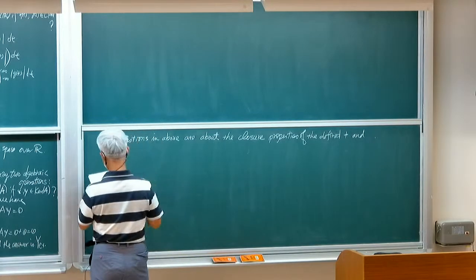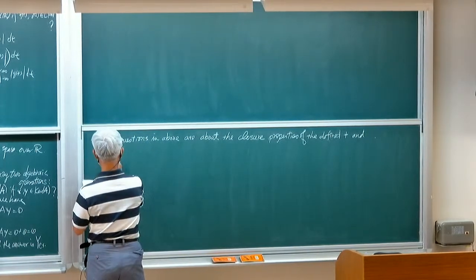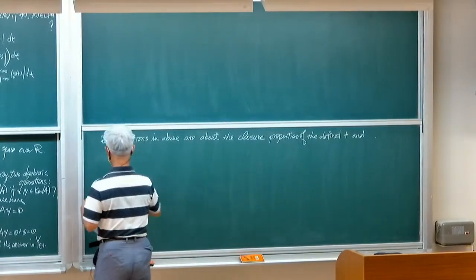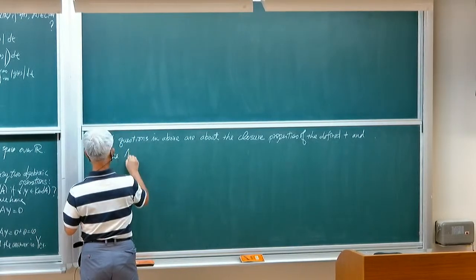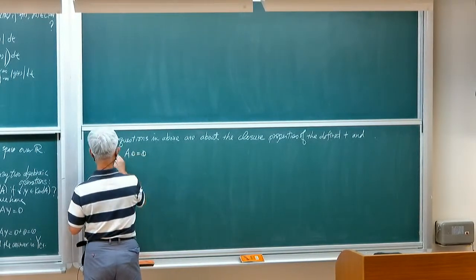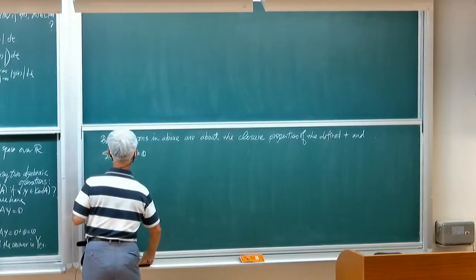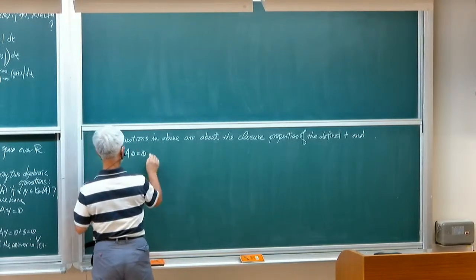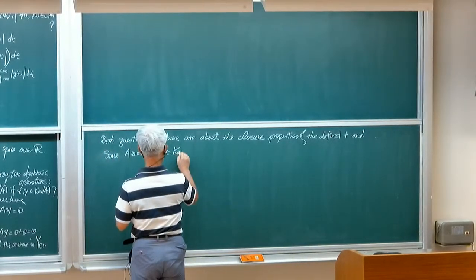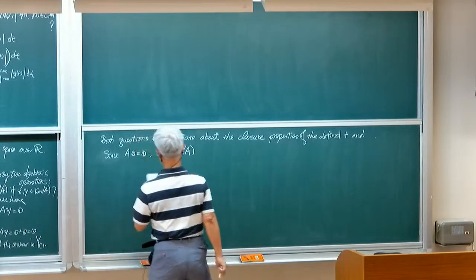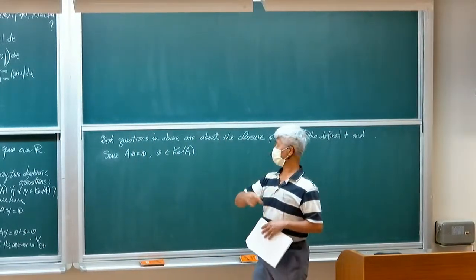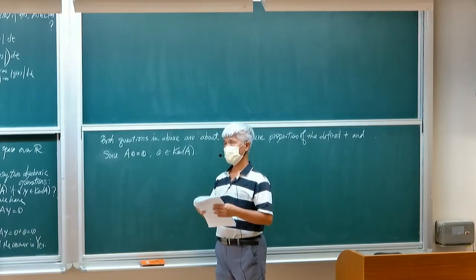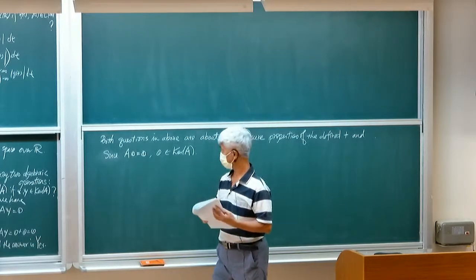All right, now, since A0 is 0, so 0 is in the kernel of A, right? So the kernel of A has the 0 vector in the n-dimensional Euclidean space.